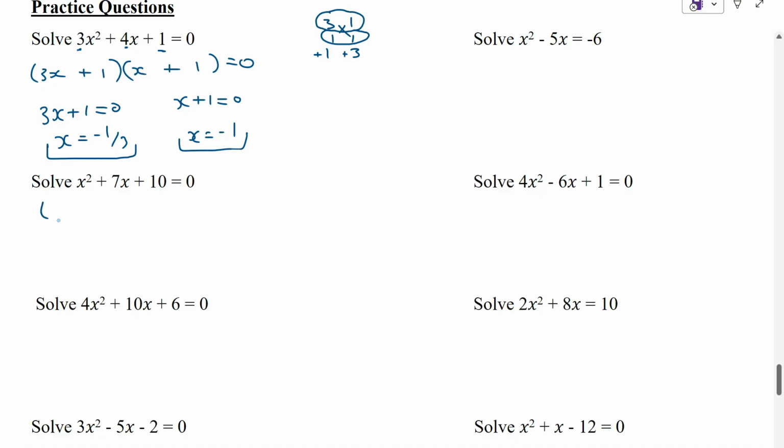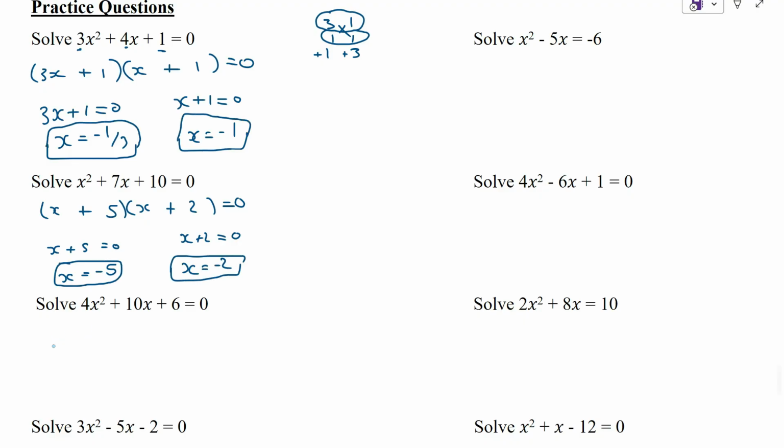Moving on to the next one. So the format looks correct. Get the double brackets. Two numbers that multiply to give us 10 and that add to give us 7. I can think of plus 5 and plus 2. Okay, that looks fine. So let's solve for x. x plus 5 equals 0, x plus 2 equals 0. Therefore x equals minus 5 and x equals minus 2.